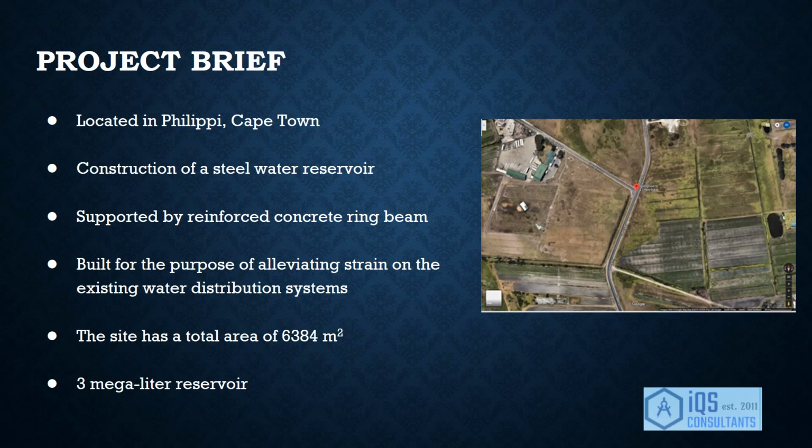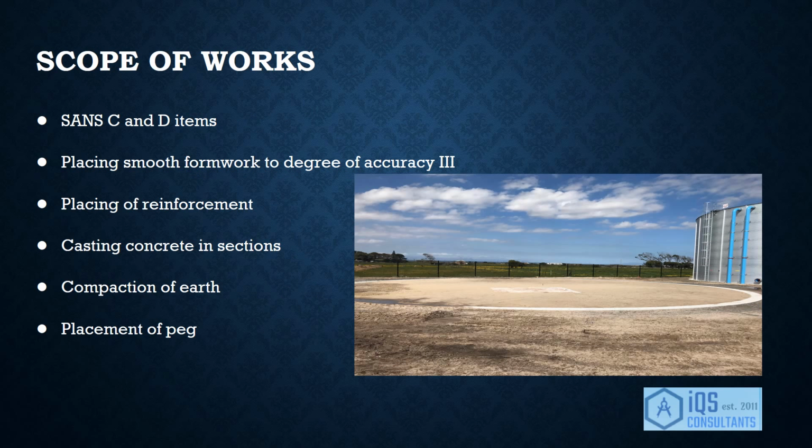The site area is just shy of 6,400 square meters and the reservoir is built to contain 3 megalitres of water. The scope of works for the project includes all SANS C and D items that have been discussed in the previous assignment presentation. Site clearance and light earthworks preceded the construction of the ring beam. Thereafter, the placing of formwork to an accuracy of level 3.